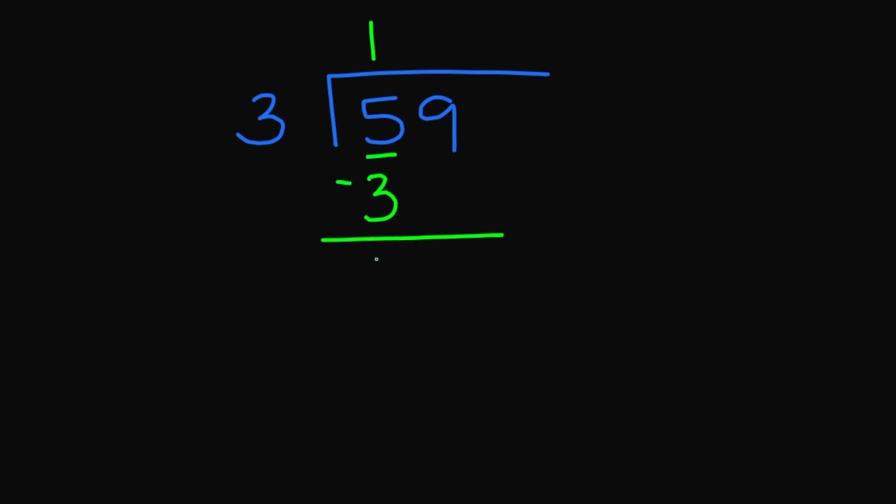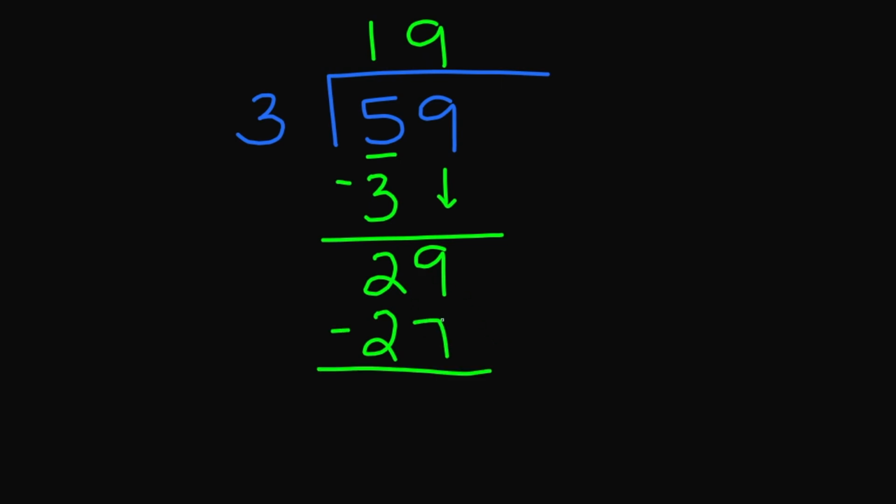Let's try 3 divided by 59. 3 goes into 5 one time, so I'm going to write a 1 on top here. 3 times 1 is 3. 5 minus 3 is going to equal 2. I'm going to bring down my 9 here. 3 now goes into 29 now. How many times? It goes in 9 times because 3 times 9 is 27. 29 minus 27 is going to equal 2. So your answer is going to be 19 with a remainder 2.